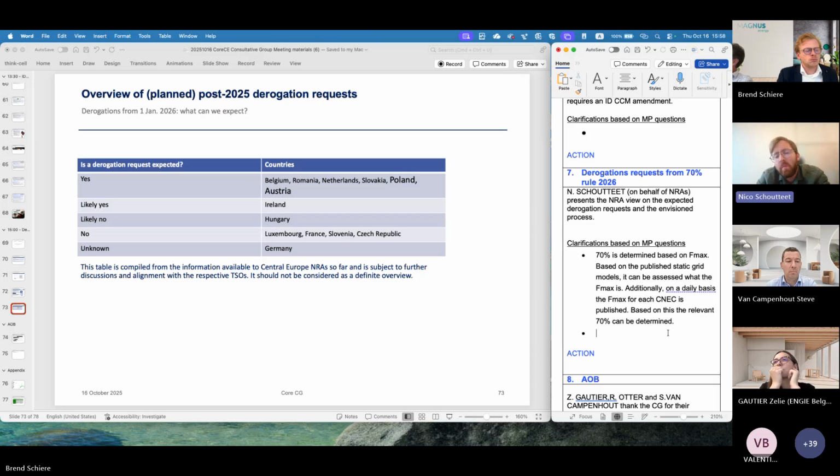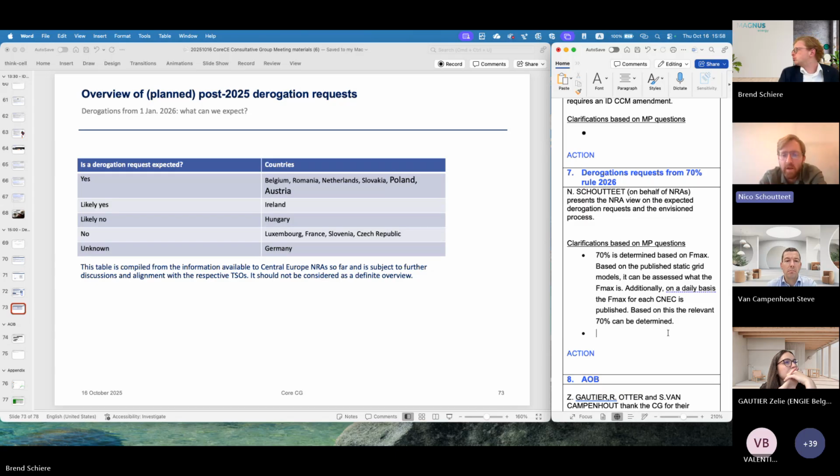Maybe one of the TSO representatives can answer that question with regards to the technical reasons for why on some network elements it's static, on others it's seasonal or dynamic. But what I can say is that that's the issue of moving from an approach with static Fmaxes to a dynamic Fmax determination. This is described within the capacity calculation methodologies.